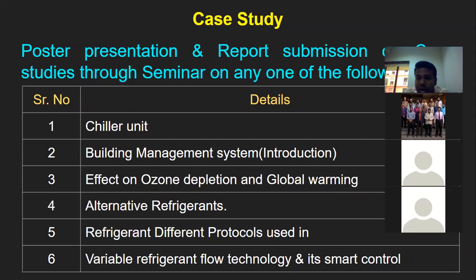Okay, how it is working, whether it's effective or not. What are the factors which affect the working of the chiller units? Let's say by increasing that factor, efficiency will increase, or by decreasing that factor, efficiency may increase. All that study is required to be there in the report.